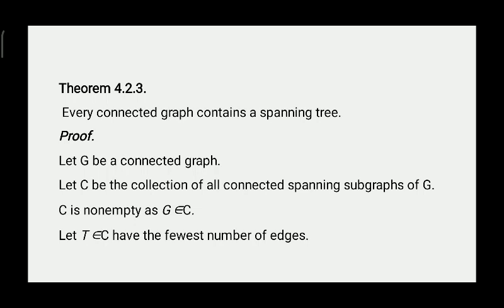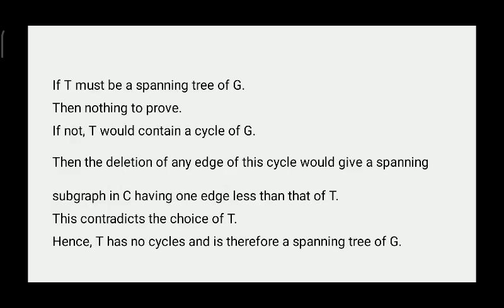Let G be a connected graph and let C be the collection of all connected spanning subgraphs of G. But C is non-empty. Let T belong to C with the fewest number of edges. If T is a spanning tree of G, then there is nothing to prove. In case the subgraph T is not a spanning tree, it would contain a cycle of G. Then the deletion of any edge of this cycle will give a spanning subgraph in C having one edge less than that of T. This contradicts the choice of T. Therefore, T has no cycle. Hence T is always a spanning tree of G.